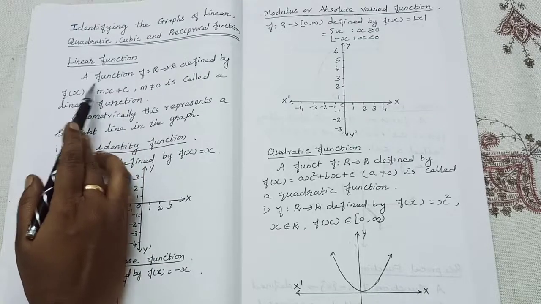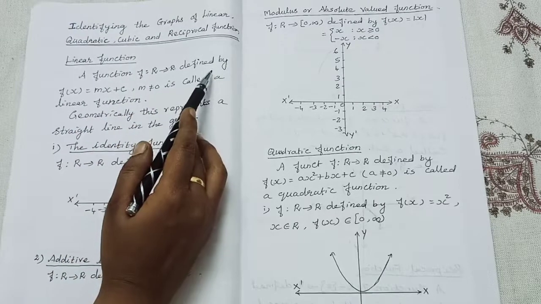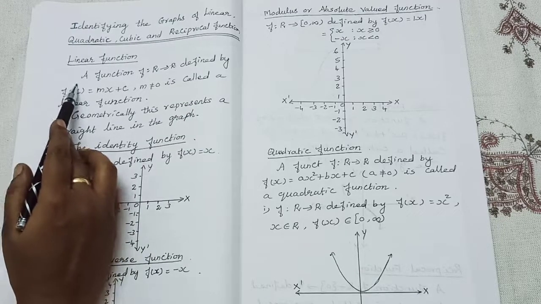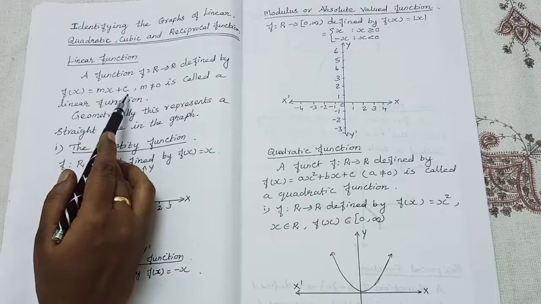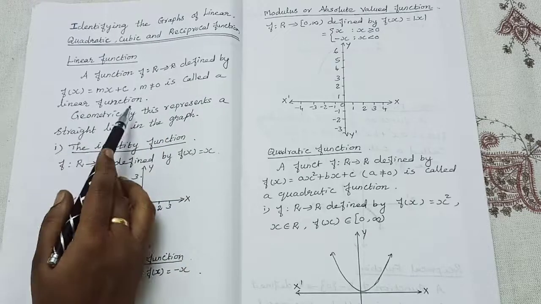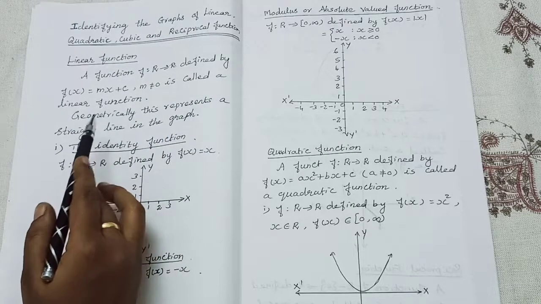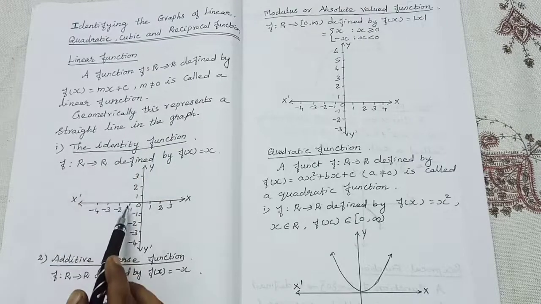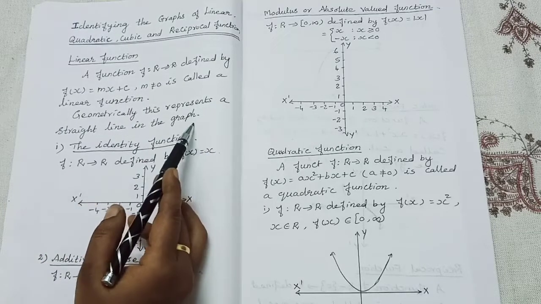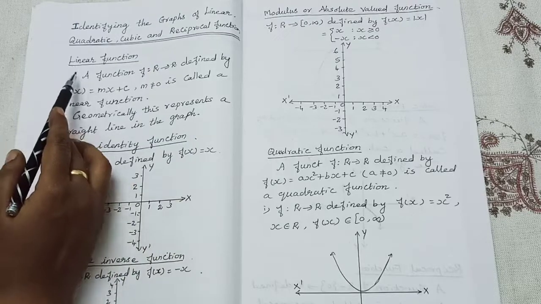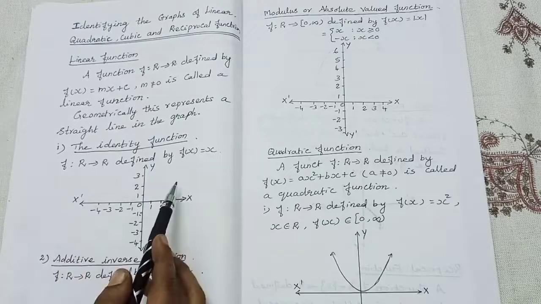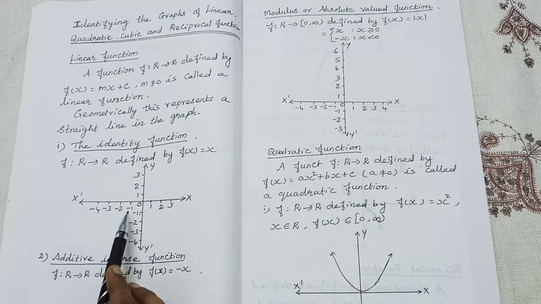So a function f from R to R defined by, how is it defined? f of x, otherwise y is equal to mx plus c, where m is not equal to 0, is called a linear function. And how can we represent this in the graph? Graphically, this represents a straight line in the graph. Then linear function, linear polynomial means we will get a straight line. Last year also you studied, isn't it?